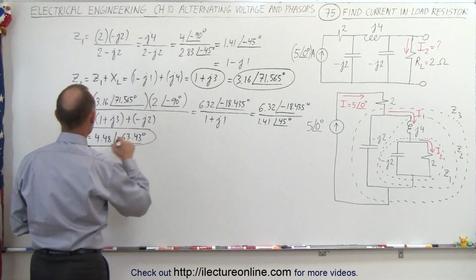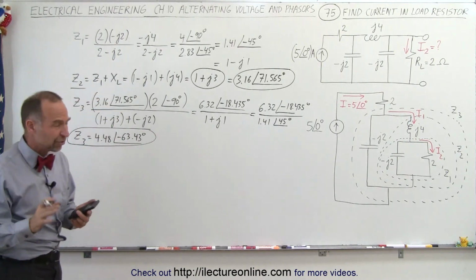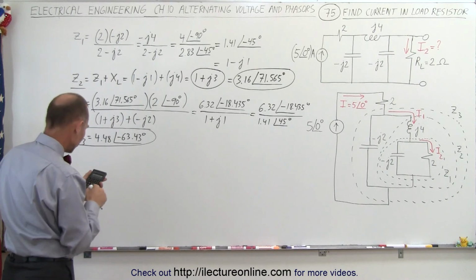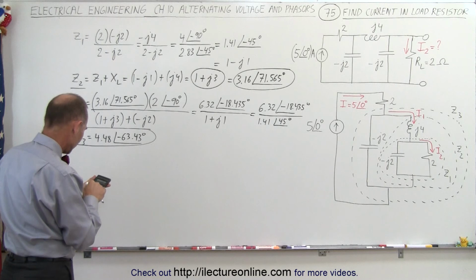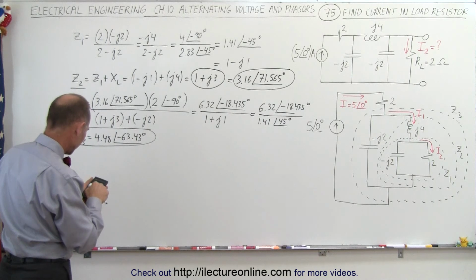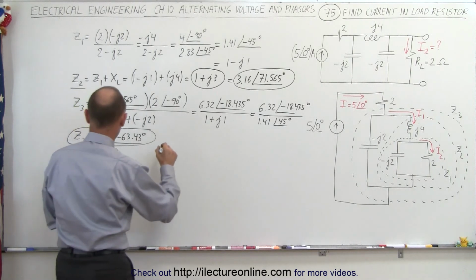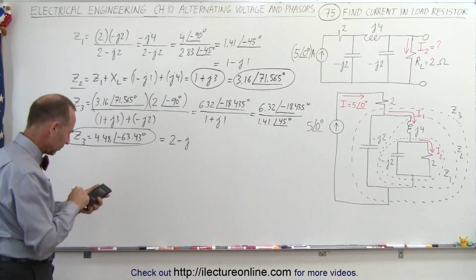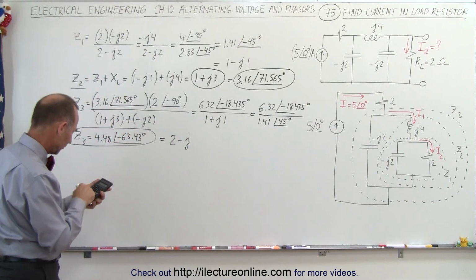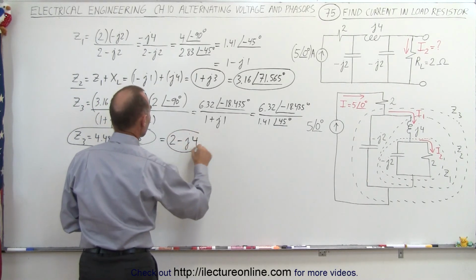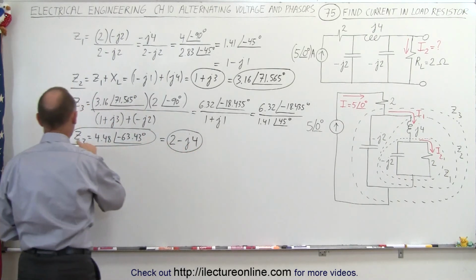All right, so there's Z3 in magnitude and phase angle format, but just so we can also use it to add, we're going to reconvert that back into the real and imaginary parts. So 63.43 degrees, we take the cosine of that and multiply times 4.48, and we get 2. So this is equal to 2 minus J, take the sine of 63.43 times 4.48, and that gives us 4, minus J4. So this is the real and imaginary part of Z3.